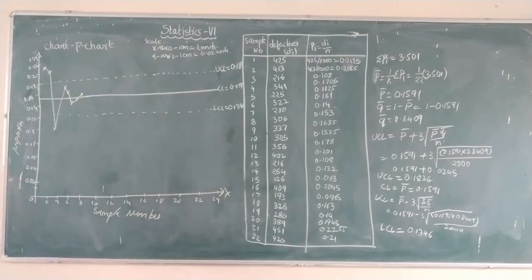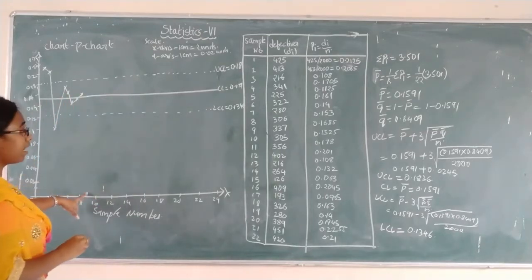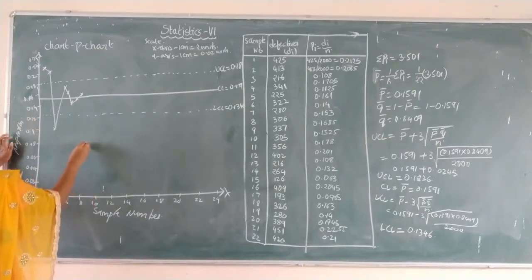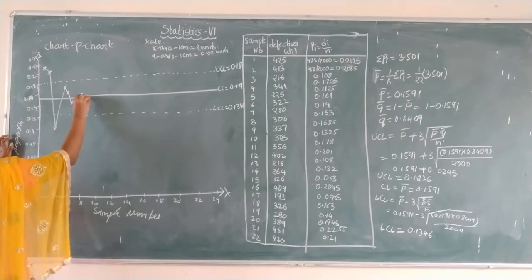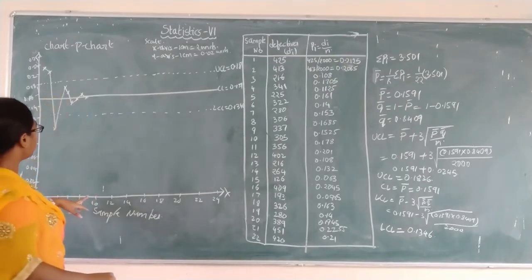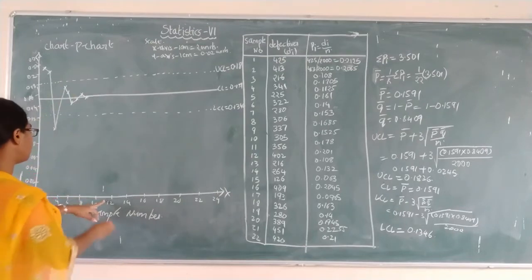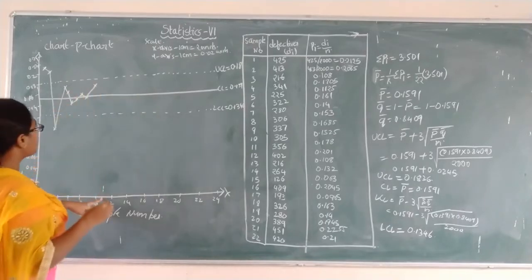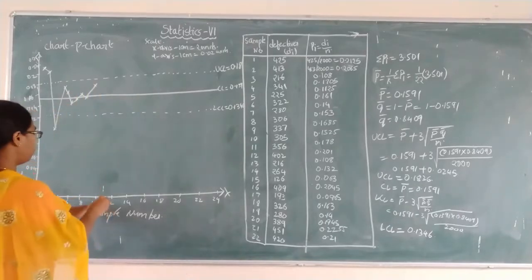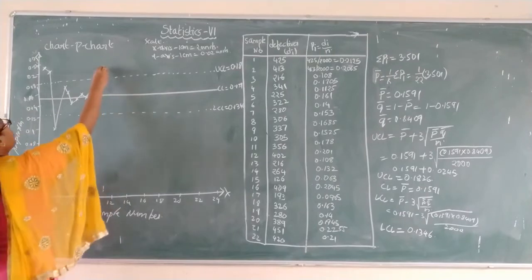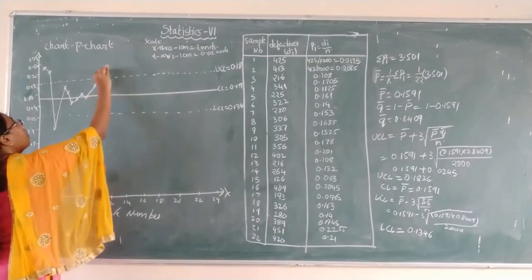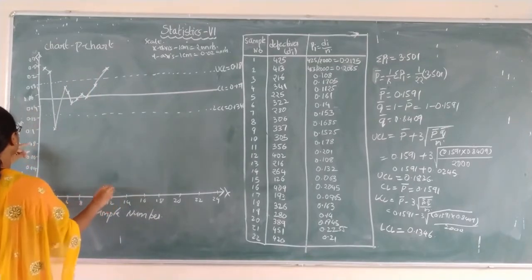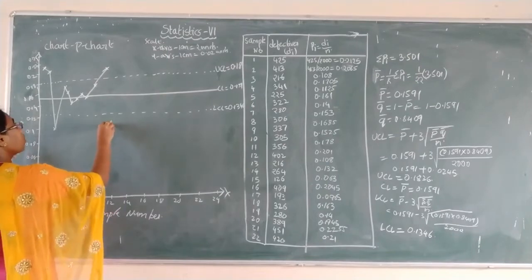So you plot all the points, and the next point is the ninth. Next, the 10th sample, the value is 0.17. Next, the 11th sample, the value is 0.20. Next, the 12th sample, the value is 0.10. Join it.